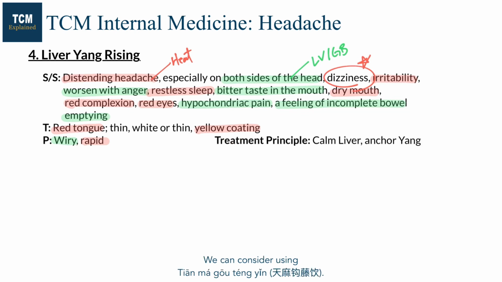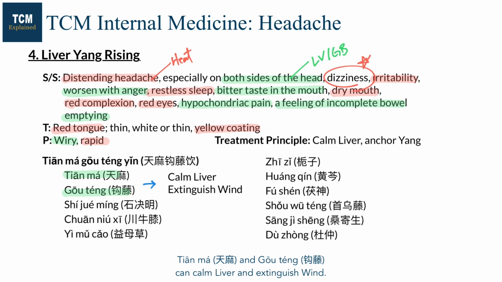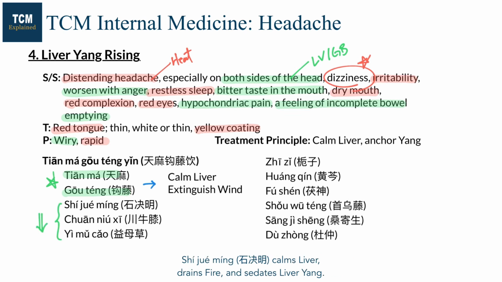We can consider using 天麻果汤饮. 天麻 and 果汤 can calm liver and extinguish wind. These two herbs are important herbs for headache or dizziness from the liver yang pattern. 石决明, 川牛膝, and 益母草 have down-bearing actions. 石决明 calms liver, drains fire, and sedates liver yang. It's a heavy substance that subdues and anchors the liver yang.